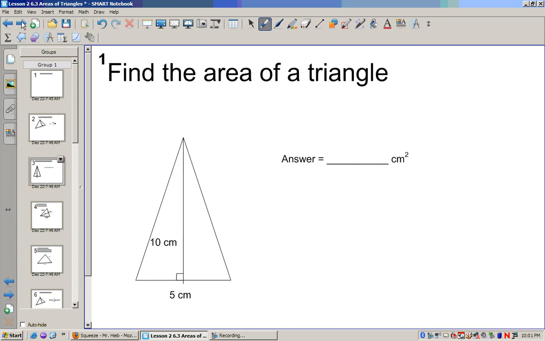So let's find the area of this triangle, where this 10 is the height. So area is going to be 1/2 5 times 10, which is 50, cut in half, which is 25. And the units of this is centimeters times centimeters, so that's centimeters squared.